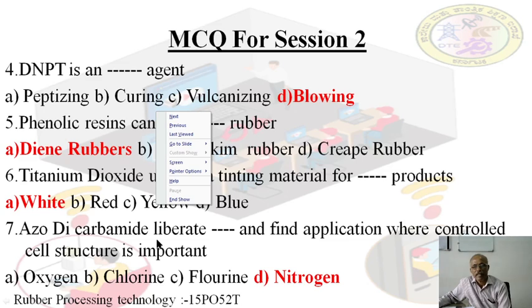Azo dicarbonamide liberates dash and finds application where controlled cell structure is important. Again, this azo dicarbonamide is also a gas producing agent. Which gas does it liberate? Option A is oxygen, option B is chlorine, option C is chlorine, and option D is nitrogen. So the answer is nitrogen, and it finds application where controlled cell structure is important.